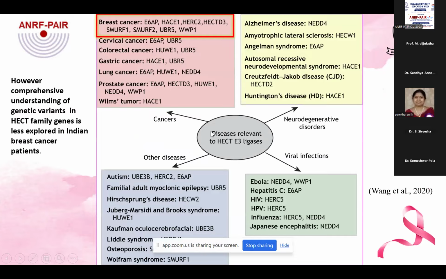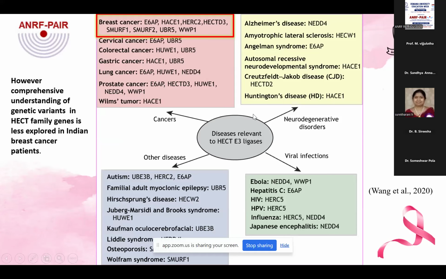And as they are regulating different pathways, it has also been found that they are associated with different diseases. So the diseases relevant to the HECT E3 ligases include different types of cancers, where different family members have been identified as playing a key role, like in breast cancer, E6AP, HECW1, HER2, etc., cervical cancer, colorectal cancer, gastric cancer, lung cancer, prostate cancer, and then Wilms tumors.